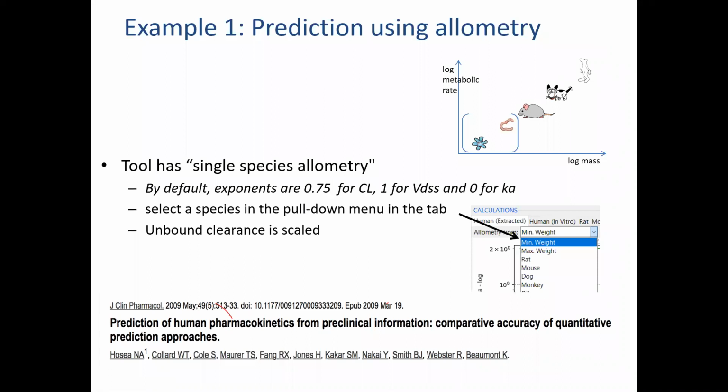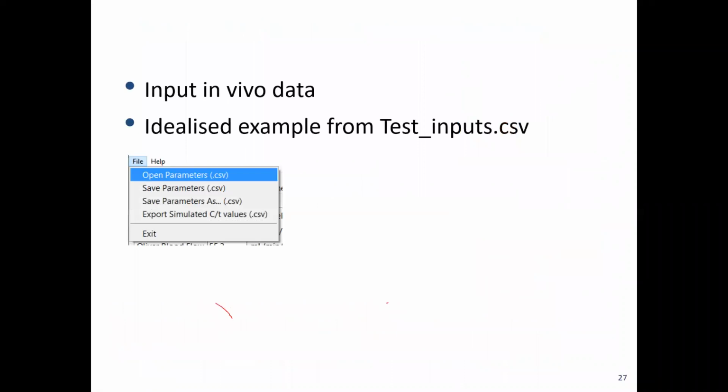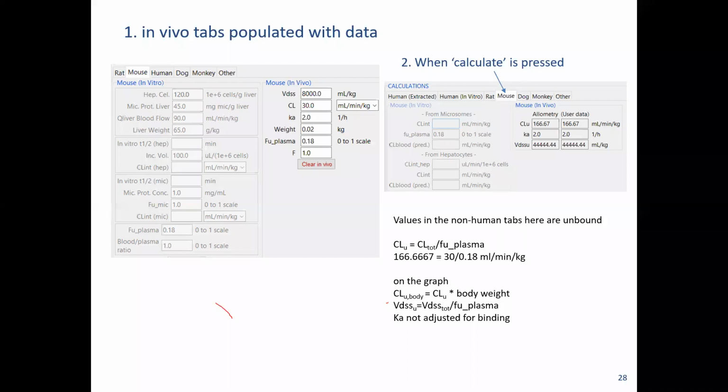So obviously, we need to input the in vivo data. There's the test inputs file that's available to you. So we just open the parameters file, and that populates with the idealized data. So we're focusing on obviously the in vivo data here.